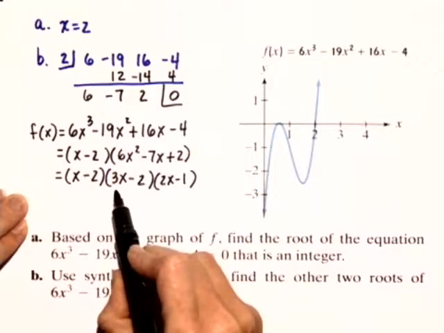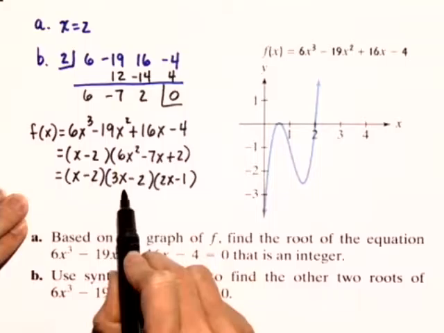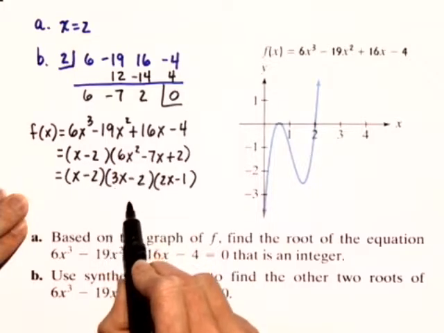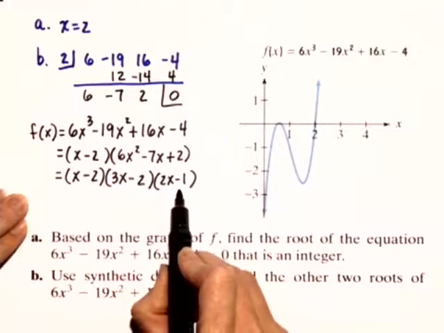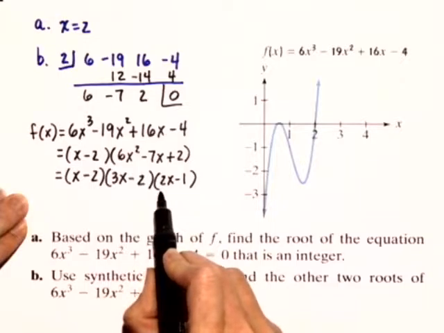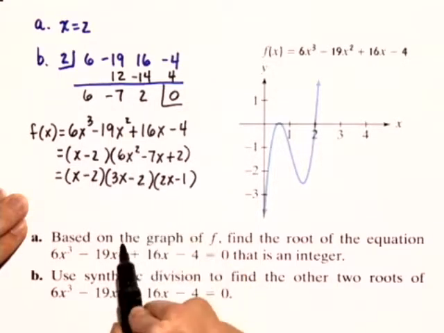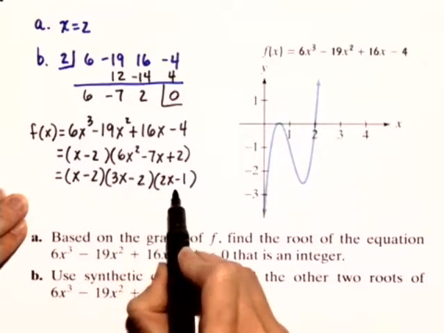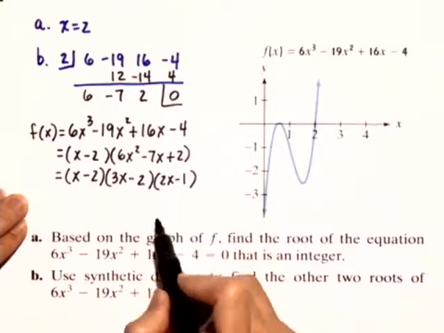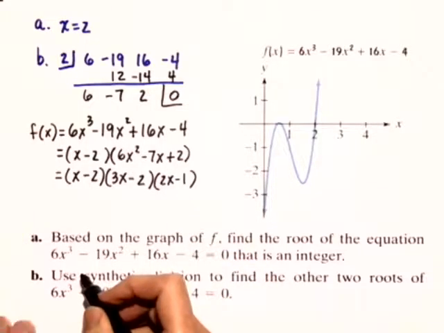Let's check to see if that works. 3x times 2x is 6x squared. My outside terms give me negative 3x. The inside terms give me negative 4x. That is negative 7x. And the last two terms multiply to give me 2. So we've factored it correctly.